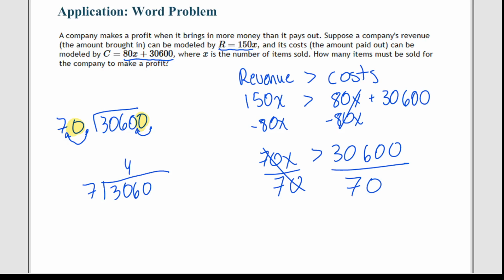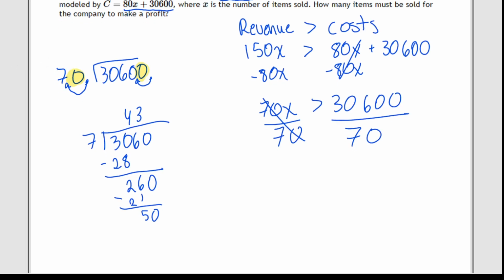7 goes into 30 4 times without going over. 4 times 7 is 28. 30 minus 28 is 2. Drop down the 6, drop down the 0. 7 goes into 26 3 times without going over. 3 times 7 is 21. 6 minus 1 is 5. Drop down the 0. 7 goes into 50... 7 times 7 is 49. So we get 437 with a remainder of 1.